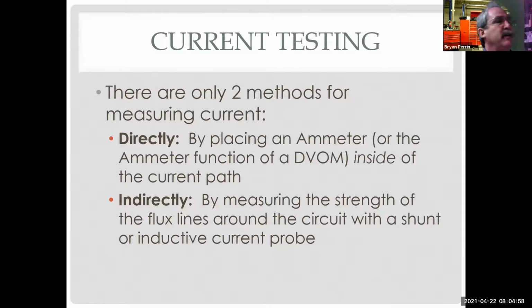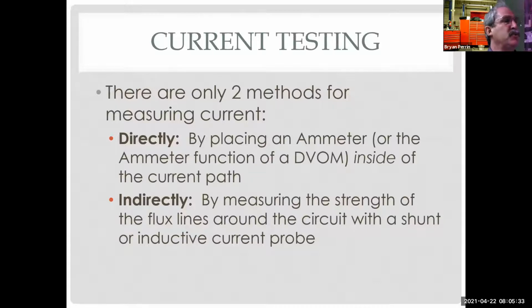One is by directly placing the amp meter or amp meter function of the DVOM inside the current path. So it actually becomes a conductor and measures the amount of current flowing through it. Now that has some limitations. Normally about 10 amps is the most I can do that with. Anything more than that, I blow the internal fuse. Depending on the type of meter I'm using, that may be a cheap automotive fuse that's 50 cents or $1, or it may be an expensive meter fuse that's $15 to $25. So it can be an expensive mistake.